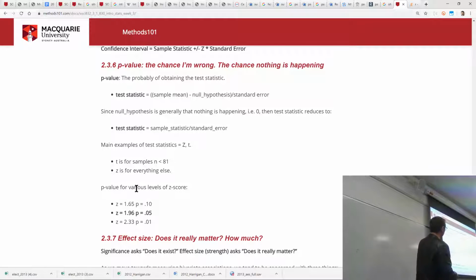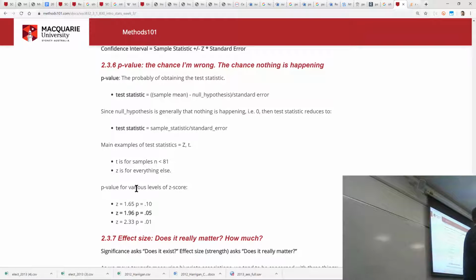It turns out that the way we work this out is we literally just look up a test statistic on one of those tables Young has shown you before, which R does in its internal brain. And that test statistic, because almost always the null hypothesis is 0, that nothing is happening, is simply the sample statistic divided by the standard error.